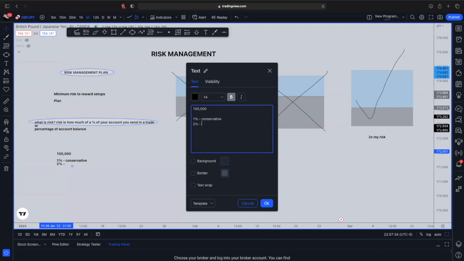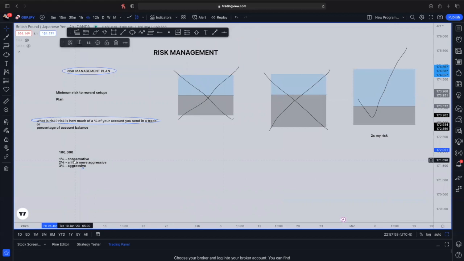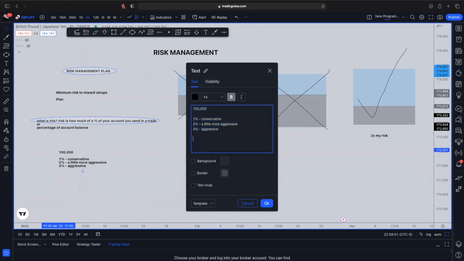2% is a little more aggressive, and 3% is aggressive. Usually I never send 3% of my account, only if I'm very high in profit in the month and I just send it. That's the only time I will. But usually I send 1% and sometimes I send 2%. So on a $100,000 account, 1,000 is 1%, and 2,000 is 2%.